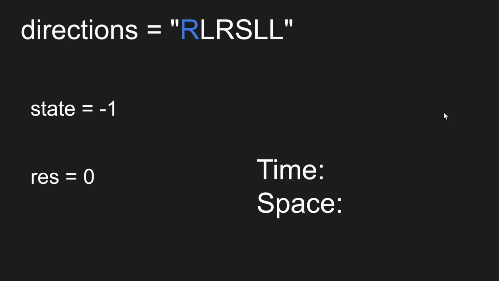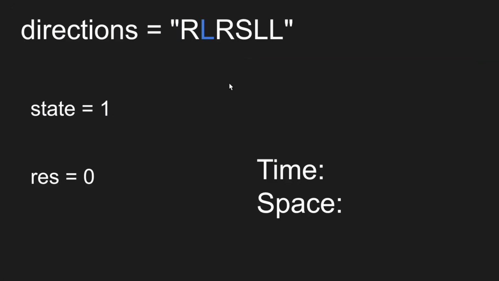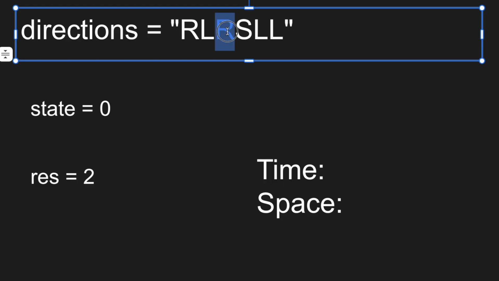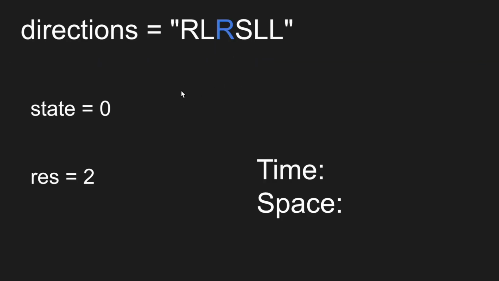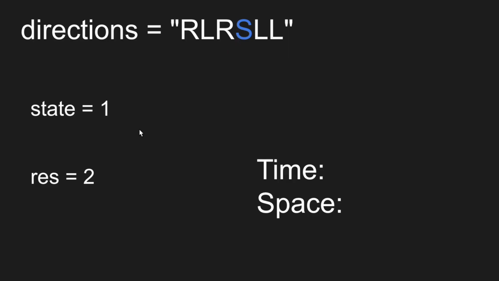So first, the car is moving right, so we need to set state to 1. Now we come to L, so obviously there's a collision here. So we need to increase the result by 2 because it's state plus 1. And then we need to reset state to 0. Now that we are here, the traffic is moving right, so we just increase state by 1. Now that we come to S, which is a staying position, we just need to increase the result by state, which is 1, and then reset state to 0.